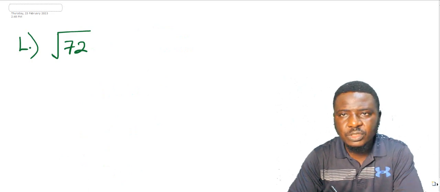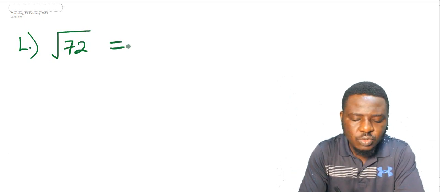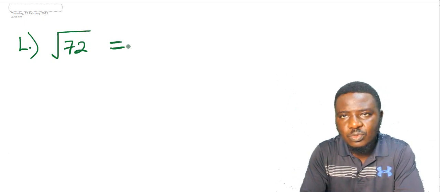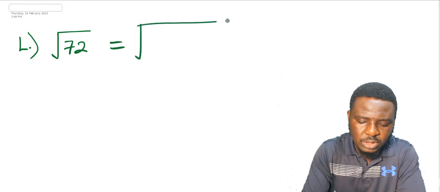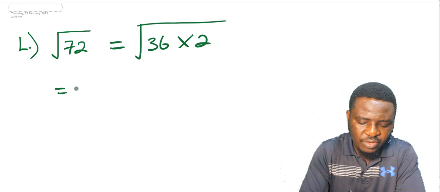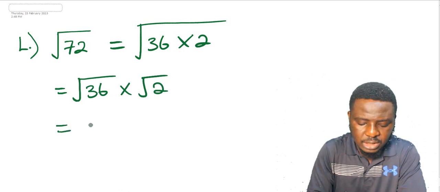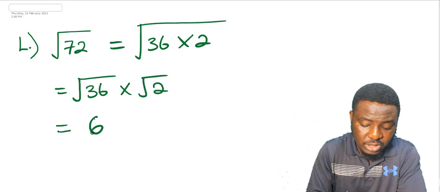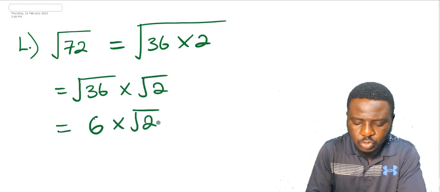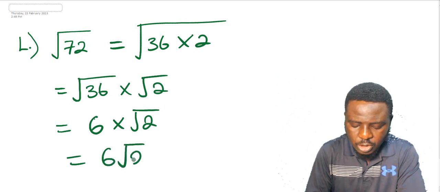Next says root 72, so this can be simplified. Try and divide 72 by 2. If you do that, you get 36. So 36 is a perfect square, so this becomes root 36 times 2, and this can be simplified further to be root 36 times root 2. The square root of 36 is said to be 6, for 6 times 6 is 36, times root 2. Root 2 is an irrational number, so when you multiply this together, it gives you 6 root 2.